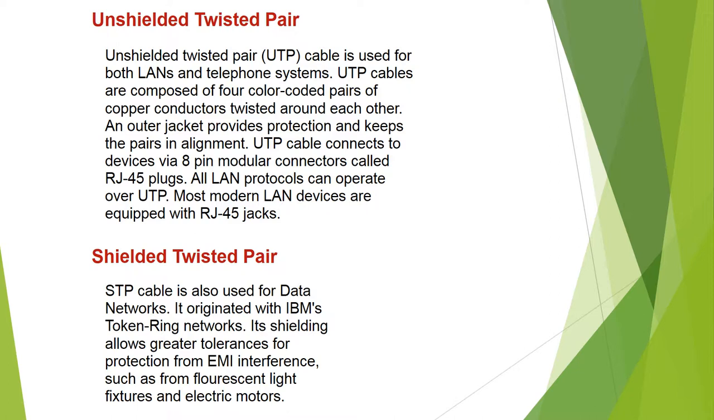Shielded twisted pair cable is also used for data networks. It originated with the IBM token ring network. Its shielding allows greater tolerance for protection from EMI interference. EMI is electromagnetic interference, such as from fluorescent light fixtures and electric motors.